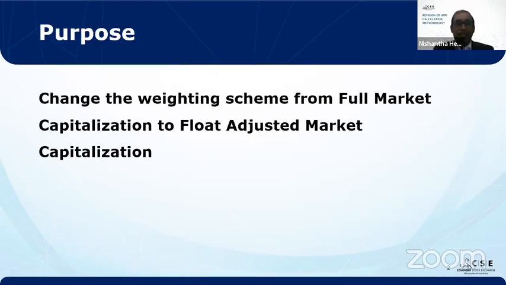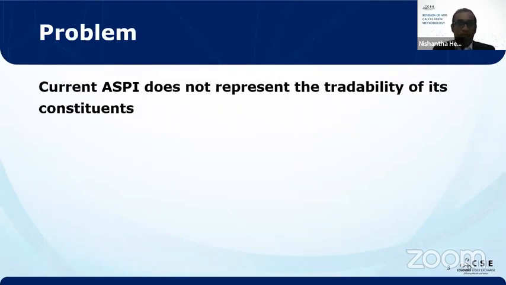So indices can be weighted on these two methods. The index constituents can be weighted on full market capitalization of each company as well as the float adjusted market capitalization of each company. As you know, currently the ASPI, all share price index, constituents are weighted on full market capitalization basis. We are going to change that to the float adjusted market capitalization. That's the whole idea about this exercise.